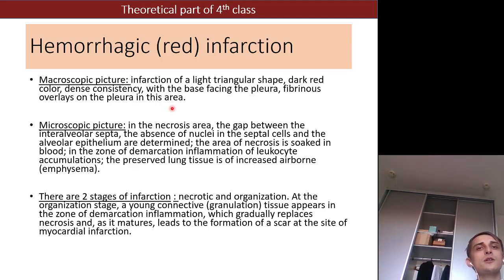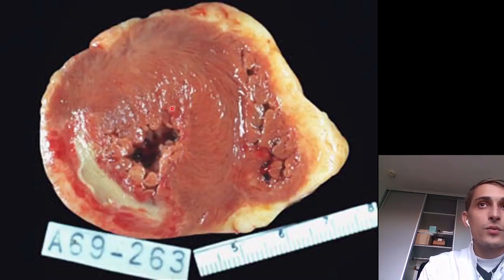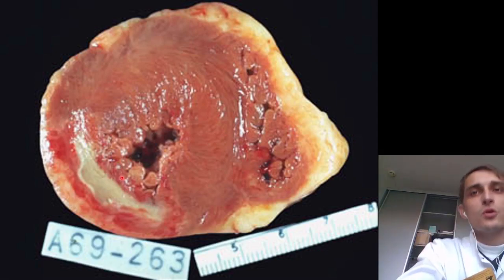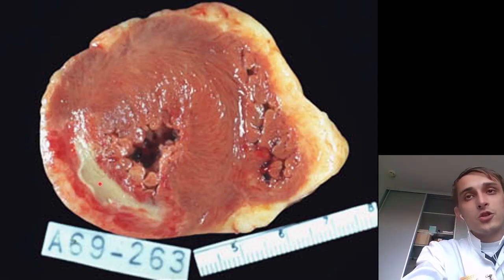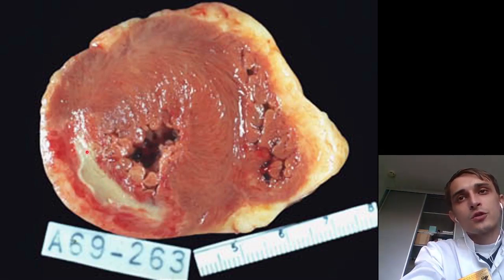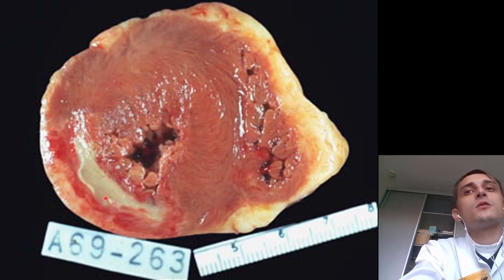The granulation tissue is young connective tissue, and as a result of the growing of connective tissue and its development, we will see formation of connective tissue in the place of infarct, and it will be a replacement of necrotic tissue with connective one. So here we will see a myocardium infarct in the stage of connective tissue. So we will see replacement of necrotic tissue by the connective tissue. So we will see this area, white area here.